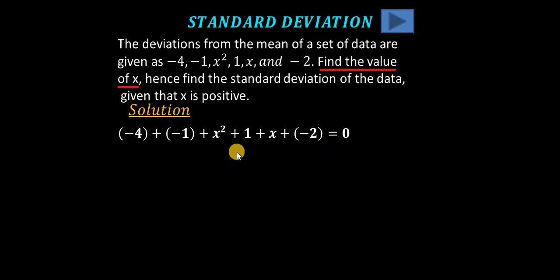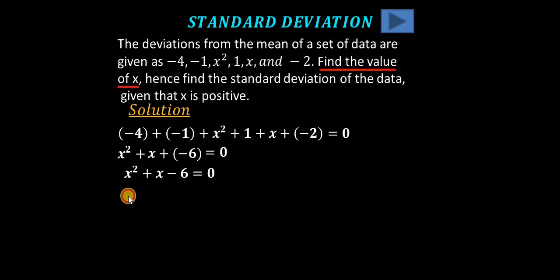Now this equation here can be simplified further. Let's begin with x squared. x squared will be added to x, and then we have these constant terms, -4, -1, 1 and -2 combined to give us -6, and that is equated to 0. This further simplifies as x squared plus x minus 6 is equal to 0. Remember, the positive and negative here multiply to give negative. At this point, we have a quadratic equation to solve, and I want us to apply the quadratic formula.